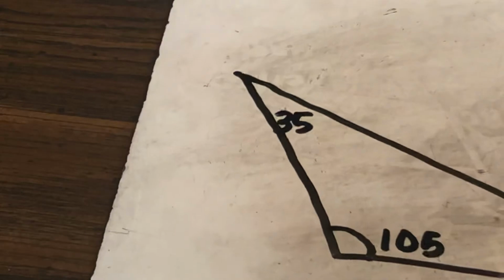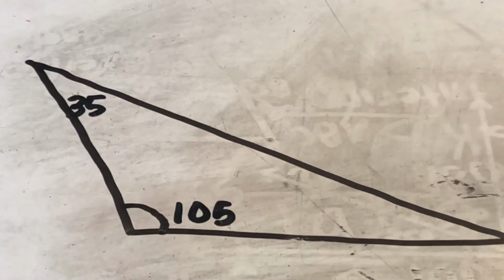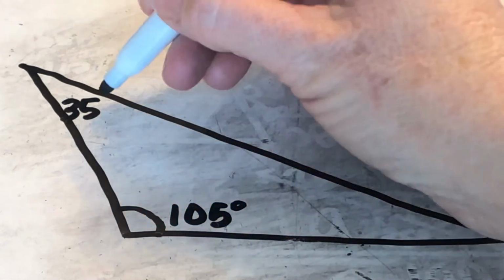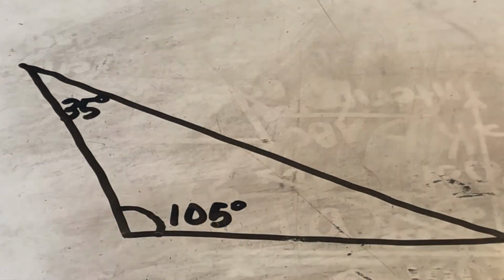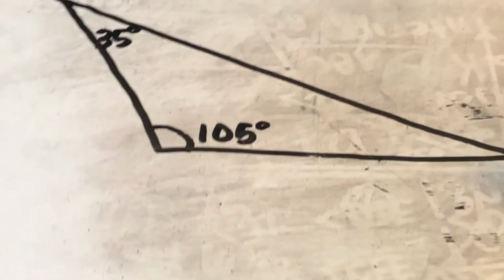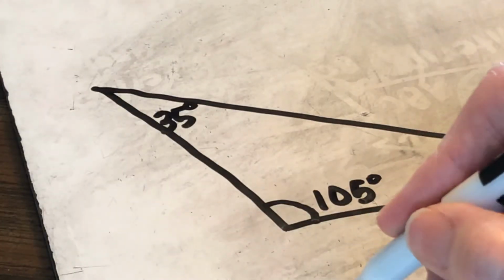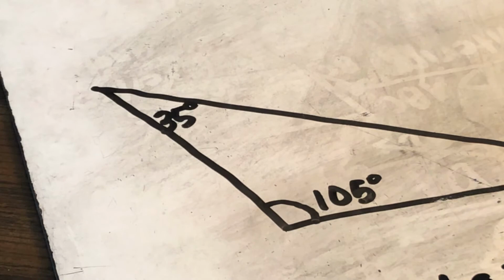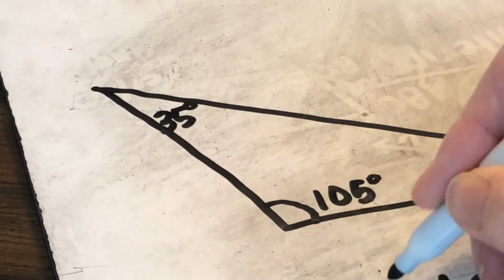Okay, so if we look at my obtuse angle triangle here, I have one angle that's 105 degrees. I have one angle that's 35 degrees. And I know that when I add my third angle here, it's got to equal 180 degrees. So we're going to start with how we're always going to start. Angle plus angle plus angle equals 180. That's never going to change.